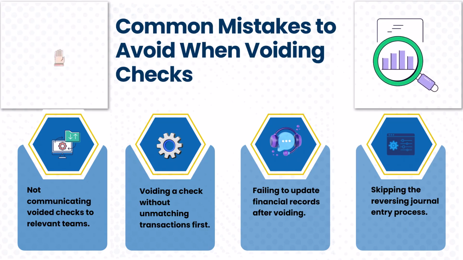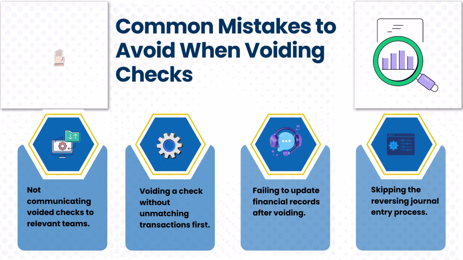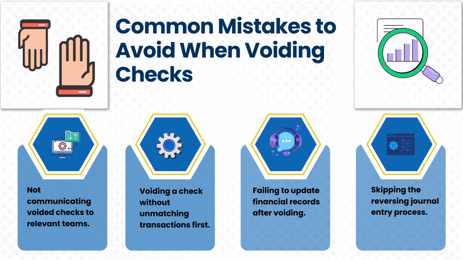Mistakes happen, but let's avoid the big ones. First, don't void a check without unmatching transactions. It's like pulling a thread from a sweater and watching it unravel. Always update financial records, because missing data leads to confusion. Inform the right people, because surprises in accounting are never fun. And don't forget the reversing journal entry. It's the safety net that keeps everything balanced.